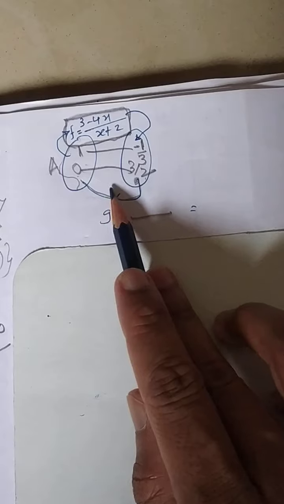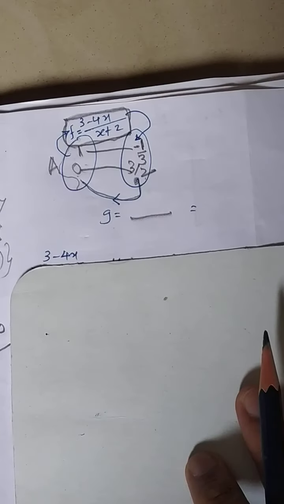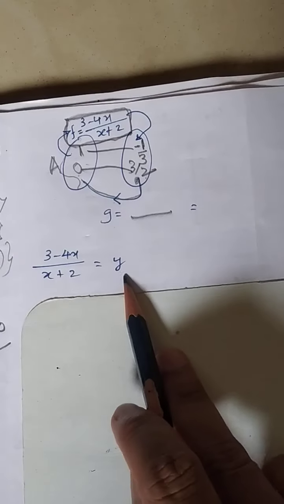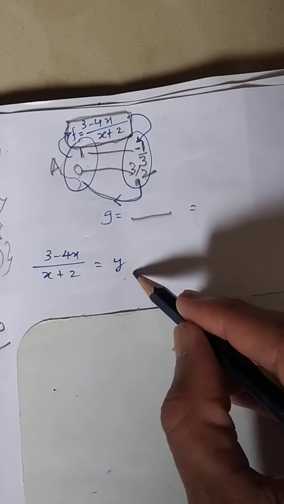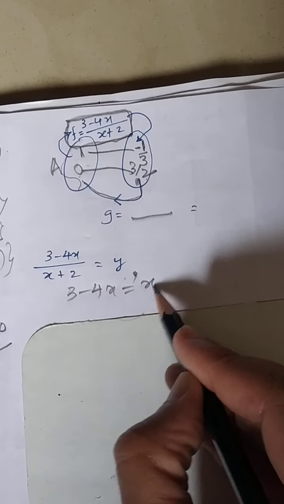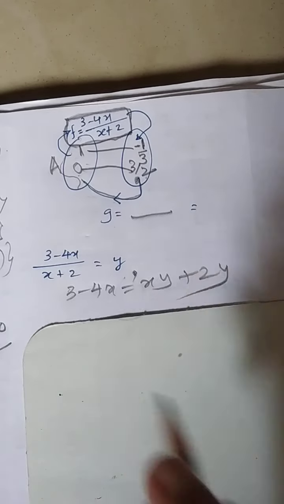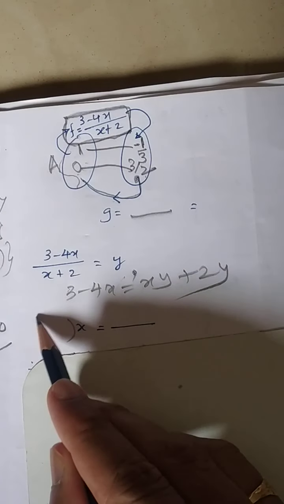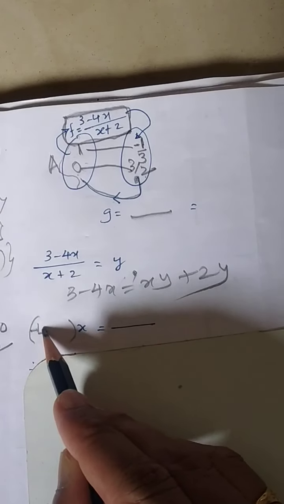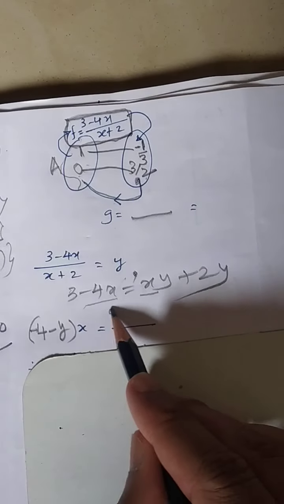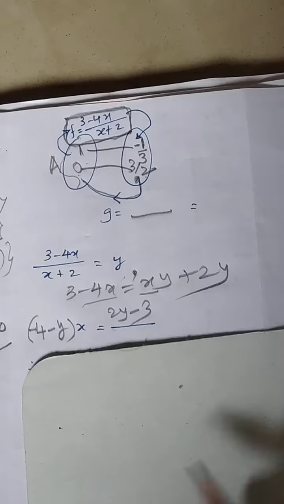So I am sharing a method of finding the same thing. The method is: first compare the given function with y and cross multiply. Look here, it will be 3 minus 4x equal to xy plus 2y. Bring all x to one side. If you bring all x to one side, it will give you minus 4 minus y, these two terms, and it will be 2y minus 3.